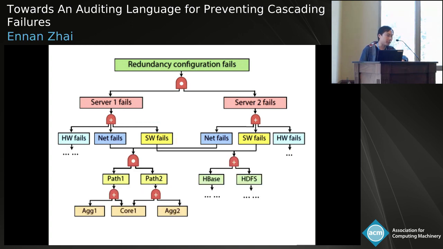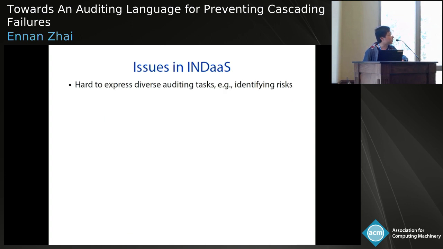Underlying each type of dependency, Indus uses different logical gates to connect the corresponding components. For example, Indus uses an AND-gate to connect redundant network paths. After generating the fault graph, Indus uses a Monte Carlo algorithm to simulate the potential cascading failure and then quantify the independence of each alternative redundancy configuration. So far, I have presented the workflow of Indus in a very high-level description.